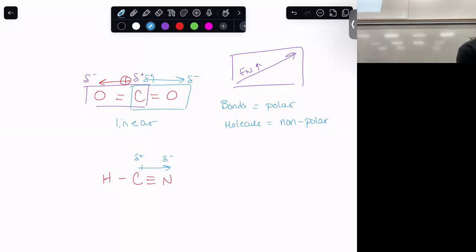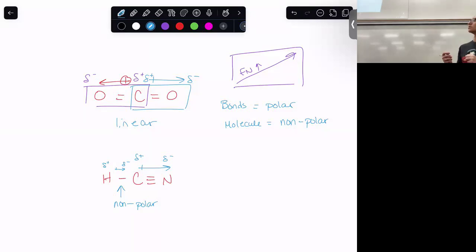So this bond here is nonpolar. In reality, we have like a little dipole like this, right? Partial negative, partial positive. In reality, there's just a little bit of a dipole.